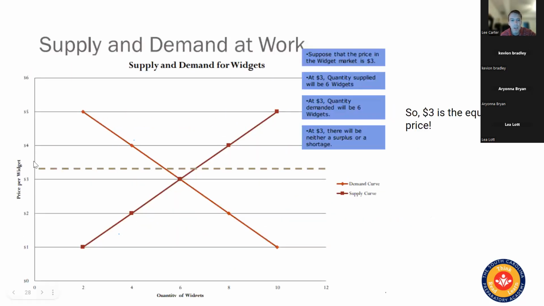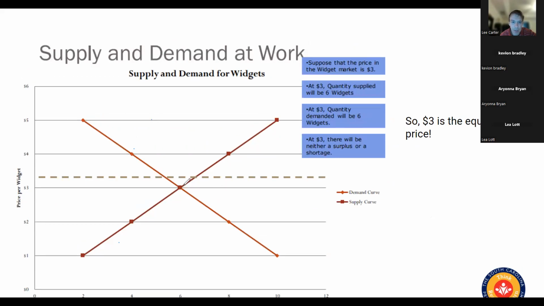So on this particular example, the price is $3. That's the equilibrium price because there's 6 produced and 6 sold. So there's not a surplus up here, there's no gap between them like that, and there's no shortage right here. So the equilibrium price is where the supply and the demand meet up. That's kind of the key concept.